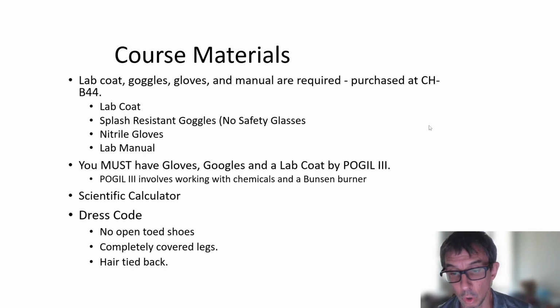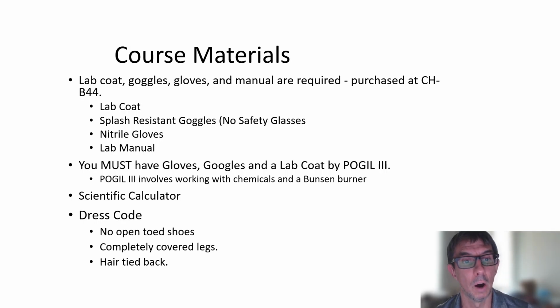So now that I've talked a little bit about what the course is going to be like for the first 5 weeks, let me talk about some more general things. There are some course materials that are required. A lab coat, gloves, goggles, and a lab manual are required. And these can all be purchased in Chemistry B44 in the basement of this building.